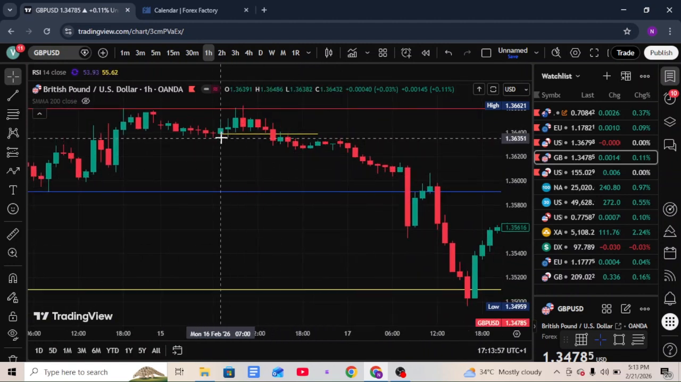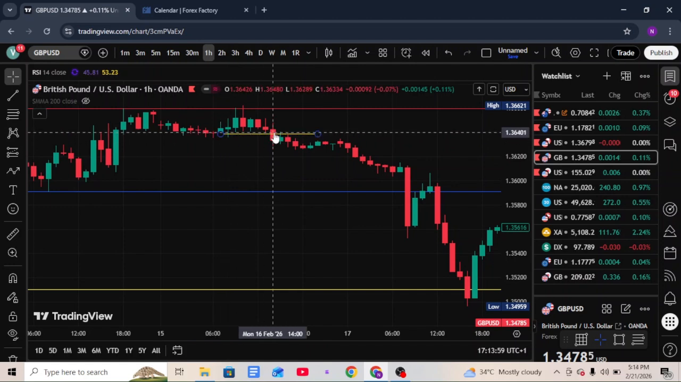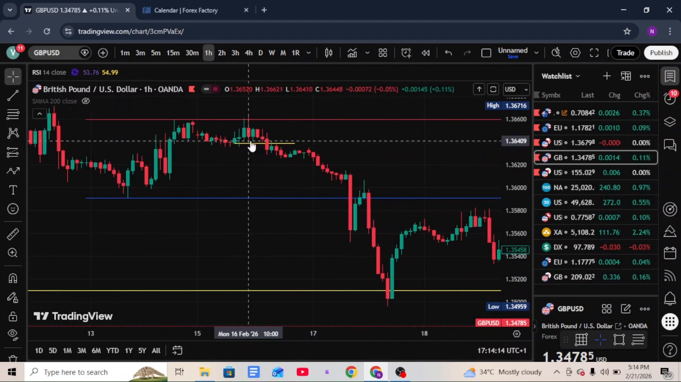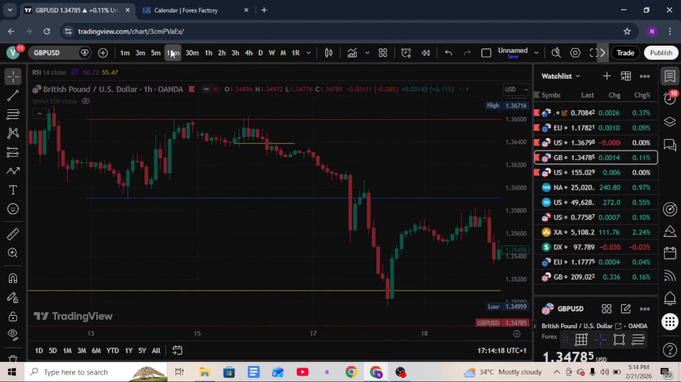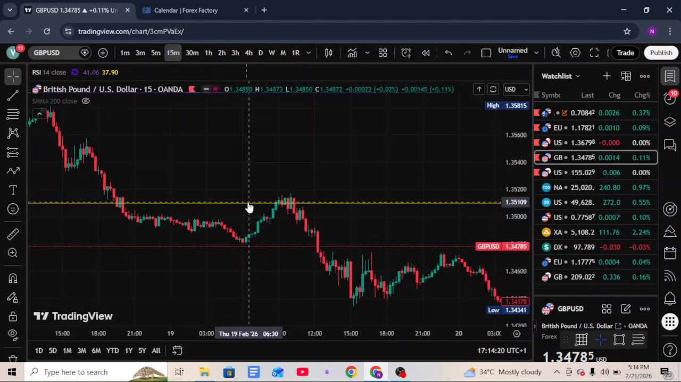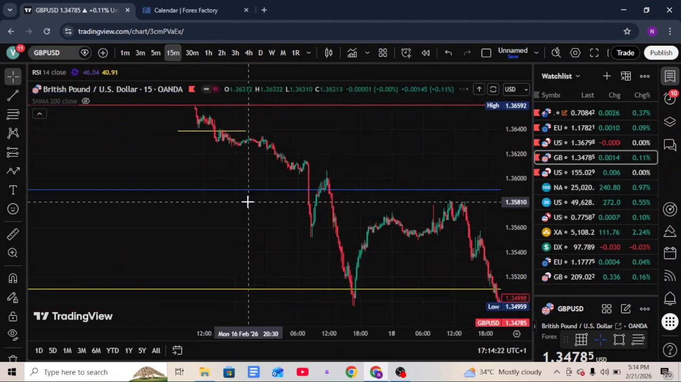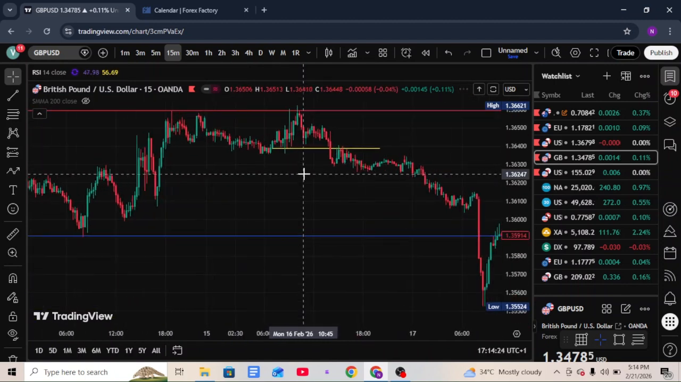So right here we had the change in state of delivery on the 1 hour. This aligned perfectly with New York Open. And we had this testing of this level here. Can you see that? Price tested it on the 1 hour. Remember, you can check this on the 15 minutes also. Remember what we were dealing with.